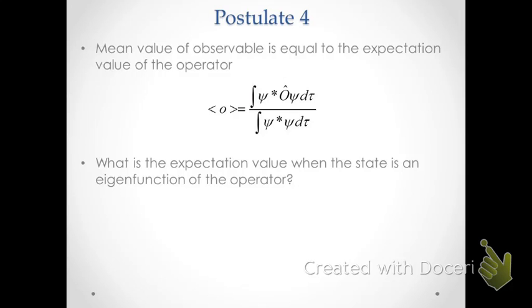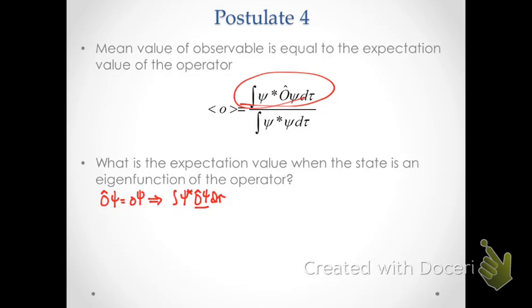Well, what should it be? If we're only going to get one measured result in the lab, that means that the average value is going to be that measured result, which is, of course, the eigenvalue. But let's just work that through. All right, so here we have the eigenfunction equation. Operator operating on psi gives us a constant times our wave function psi. So we're trying to evaluate the numerator here. Okay, so let's go ahead and do that.